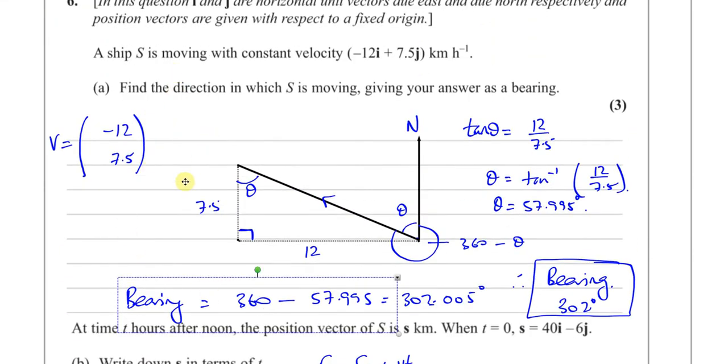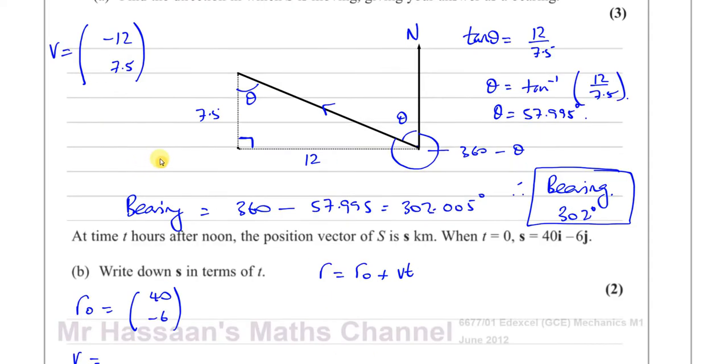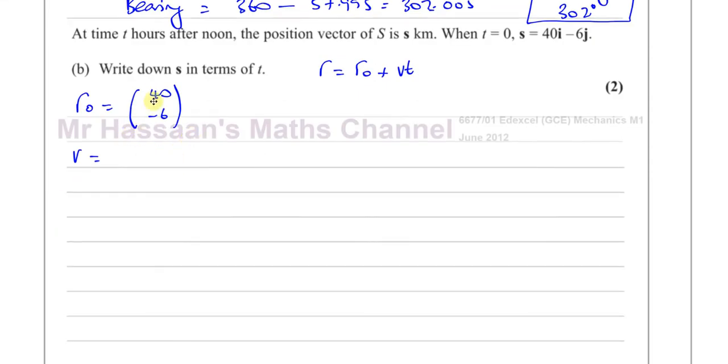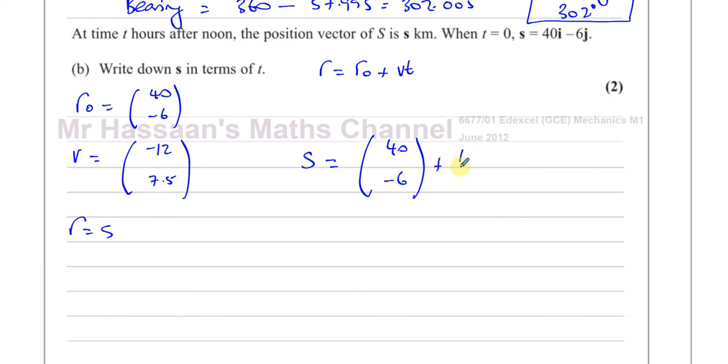in this question, they've told us the velocity of the ship. It's minus 12i plus 7.5j. So we know the velocity is minus 12 and 7.5. So basically we need to put these two together and we can say that r, the position vector of the ship, is s. So we can say s is equal to r0, which is 40 minus 6, plus the time times the velocity, which is minus 12 and 7.5.